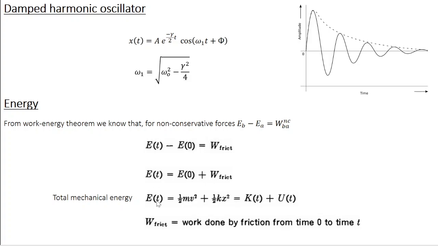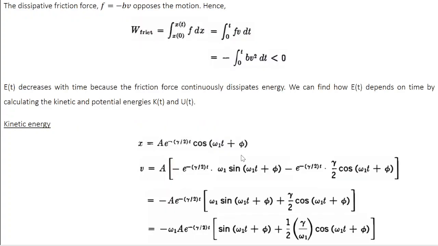But the total energy E of t is a sum of kinetic and potential energies, K of t and U of t. So I can write E of t equal to half m v squared plus half k x squared. Now what is the work done by the frictional force? Remember, the frictional force is a dissipative force which opposes the motion, right? F is equal to minus b v. So definitely it's going to decrease the energy. Dissipative force means it creates a loss in energy of the system. So the energy is going to decrease.